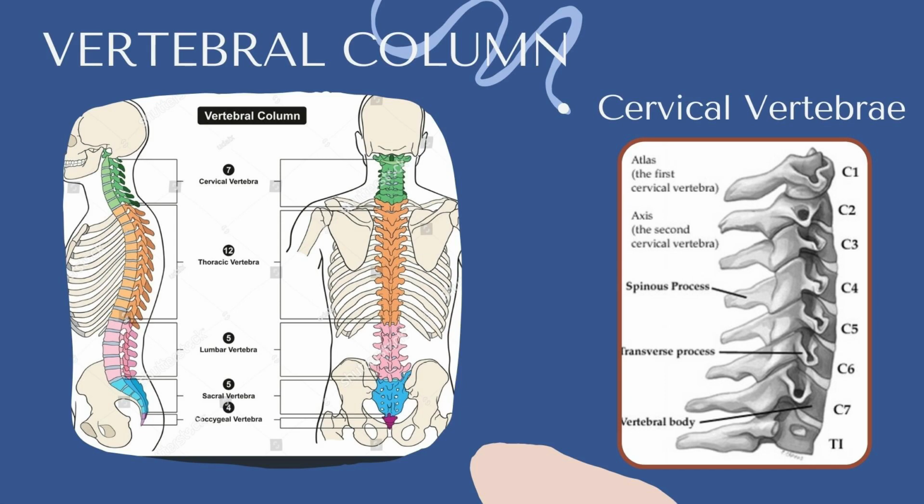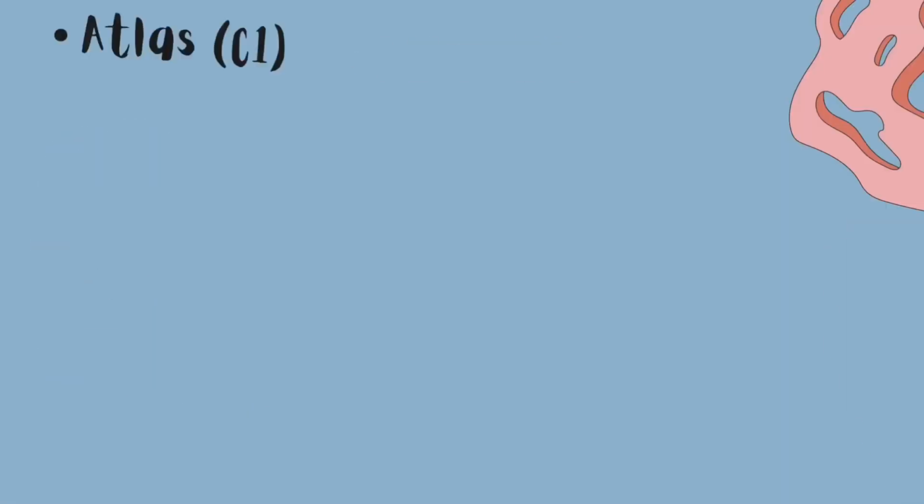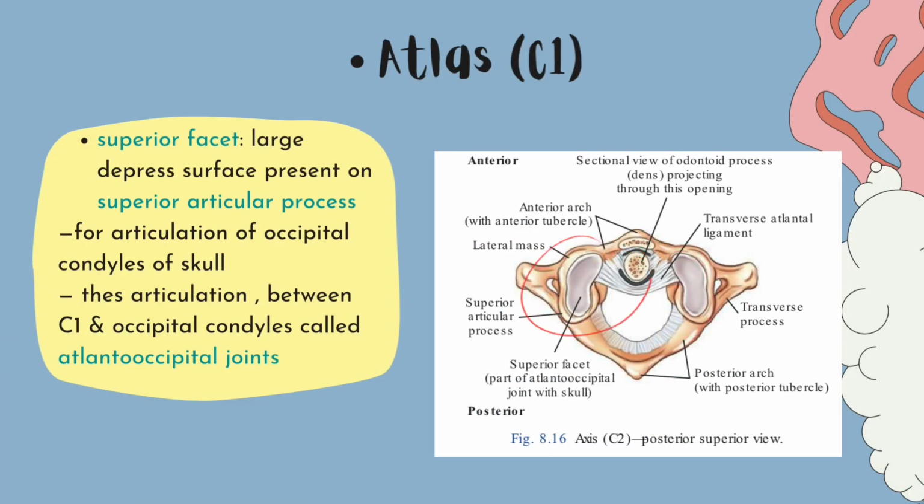C1 is also called the atlas and C2 the axis. Instead of the atlas C1, the first odontoid process or dens is actually part of C2, seen from a superior perspective of C1. Rather than 2 laminae and a spinous process found in a typical vertebra, C1 has a posterior arch that generally bears a small posterior tubercle at the midline. The superior facet is a large depressed surface present on the superior articular process.